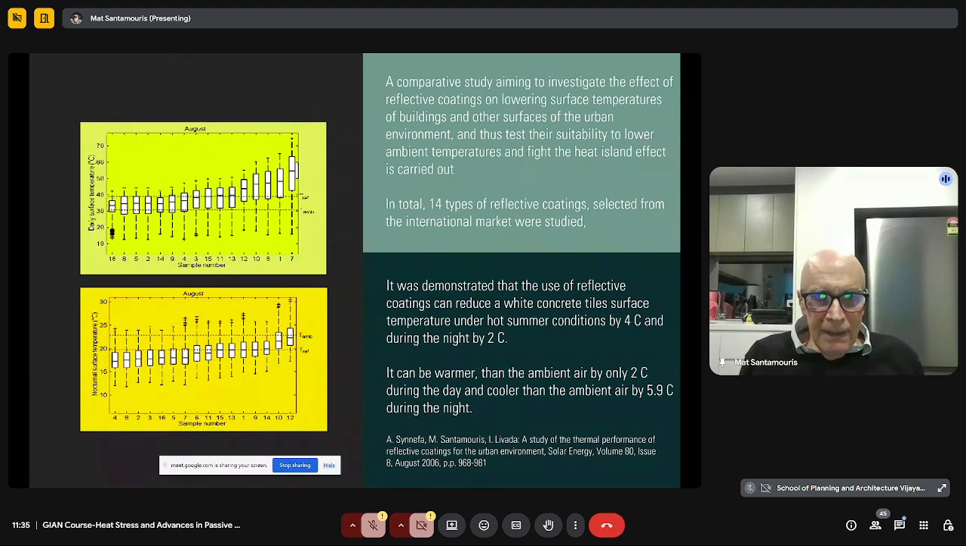You see, for example, in the upper graph, the distribution of the temperature during the daytime. You see that you have some white materials which present low temperature, but you have some other materials which are also white, which present 20 degrees higher surface temperature. Why two white materials may have such a big difference? It's not the color that makes a difference. It is the emittance that makes a difference.